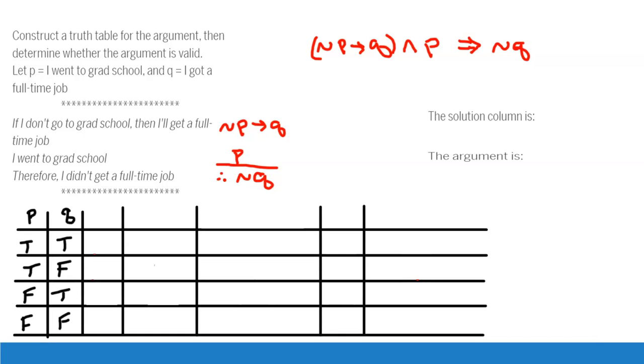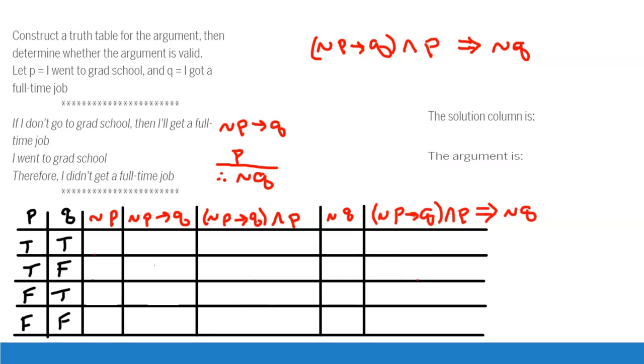Now let's build our truth table. We'll have to take the pieces of that statement apart so that we can put them back together again. We will need a not P column. We'll need an if not P, then Q column. We'll need a column for our two premises put together with an and. We'll need a not Q column, that's our conclusion. And then we'll need a column for the entire logical argument.